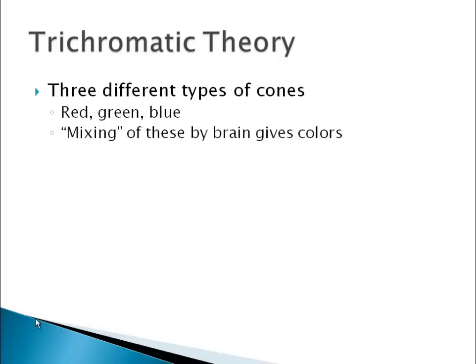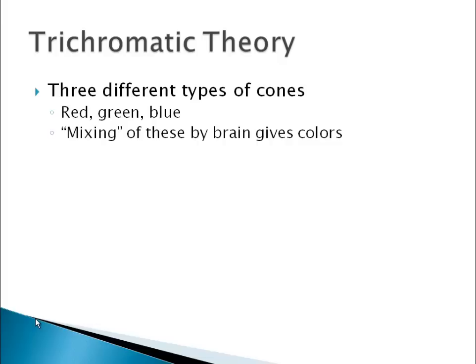Now, this may sound familiar if you've taken an art class. You may have heard about what are called primary colors, where if you take those primary colors in paint, for instance, you can mix them together in certain amounts and make every other color. And the principle is exactly the same, except if you remember those primary colors, they were not red, green, and blue. They were red, yellow, and blue. And the reason for that is that paint mixes together very differently than light.